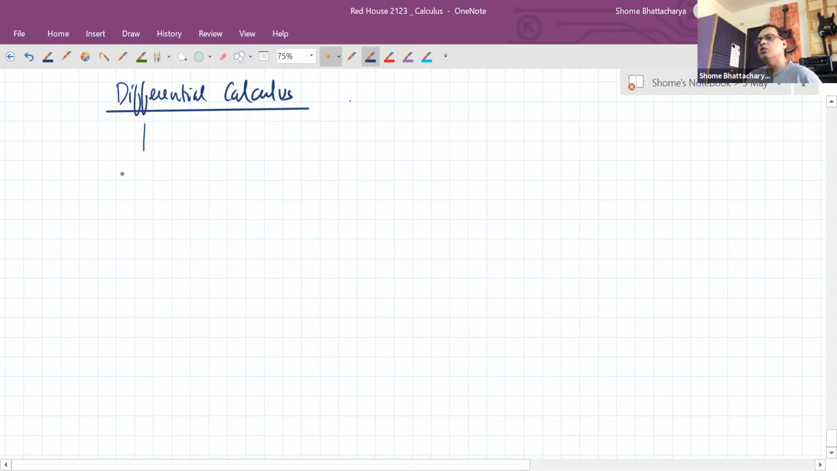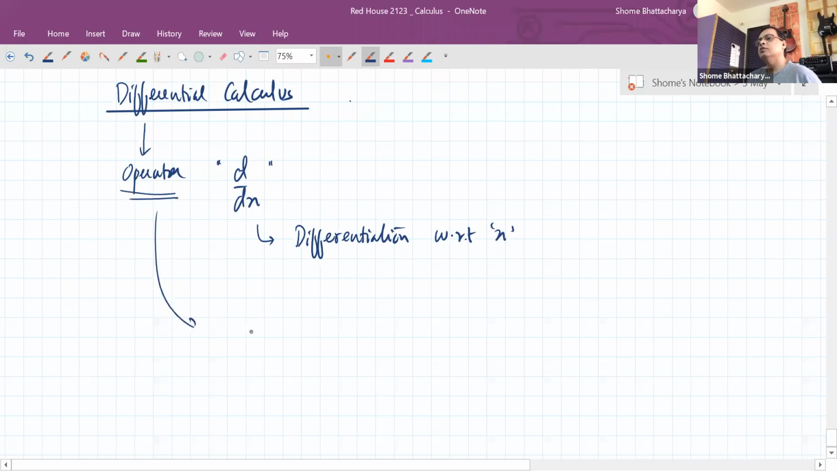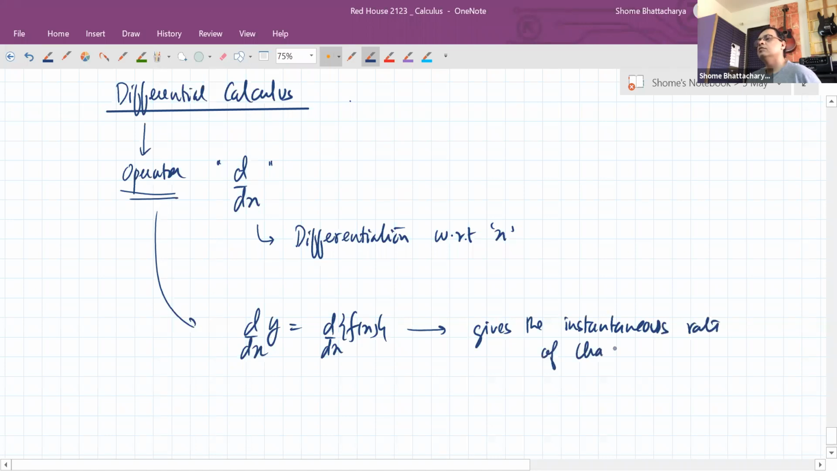Okay. So differential calculus involves an operator which is given by this symbol. You can read it as d by dx, but the meaning of this symbol is differentiation with respect to x. Okay. So when this operator is applied to a function, what this operator does is it gives us the instantaneous rate of change of y with respect to x.